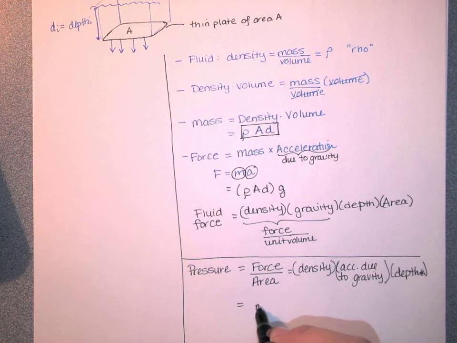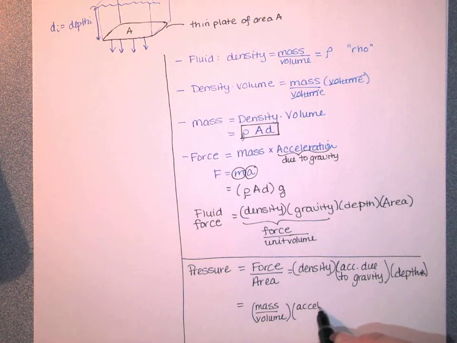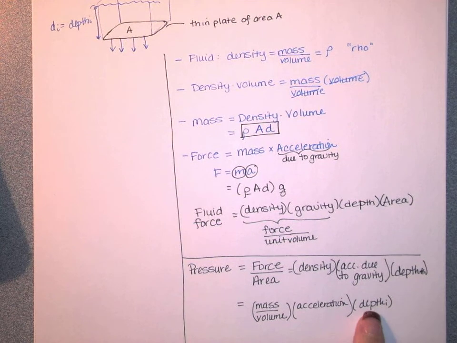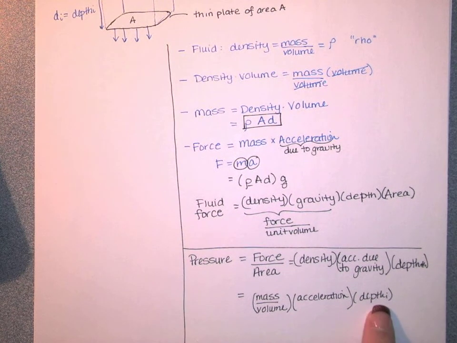And so what we end up with is mass per unit volume times acceleration. So that's giving us force per unit volume. And then we're taking that and multiplying it by depth. That depth is one dimension, or distance in one dimension. And this is distance by distance by distance, so this is maybe in meters cubed, and this is in meters.